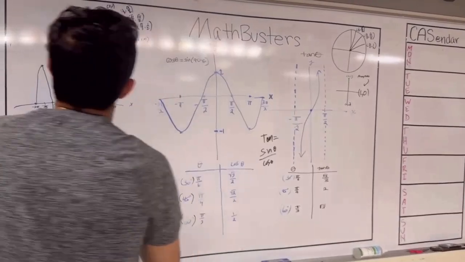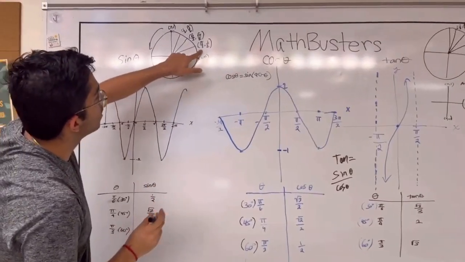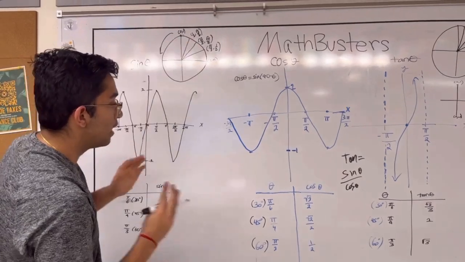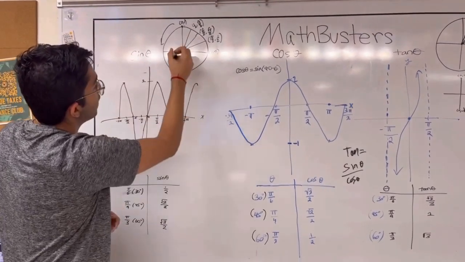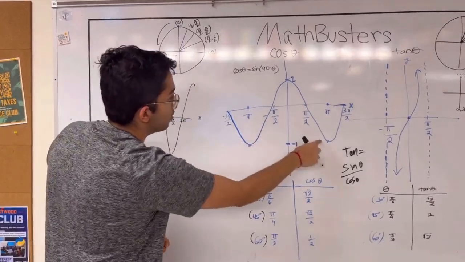We see pi over 6, 30 degrees. The cosine is the x value. That's why it is root 3 over 2 for 30 degrees, root 2 over 2 for 45 degrees, 1/2 for 60 degrees. And then again, as we go over here, the x values are going in the left direction, which is why cosine from pi over 2 to pi is going down.